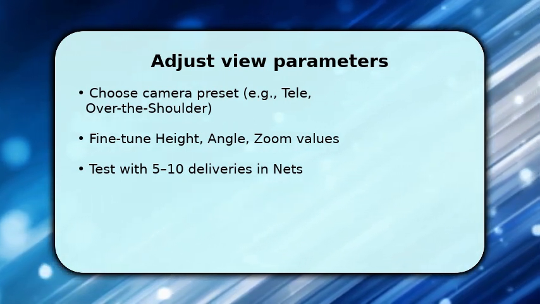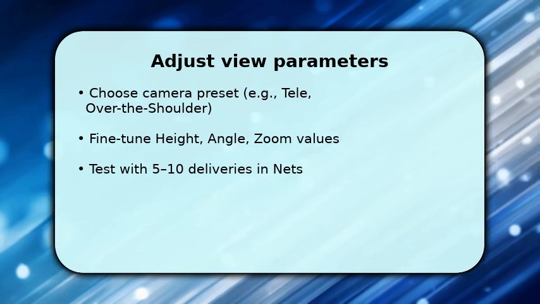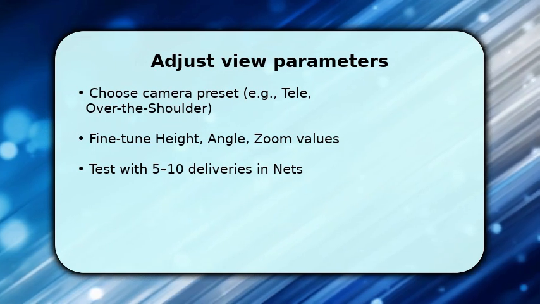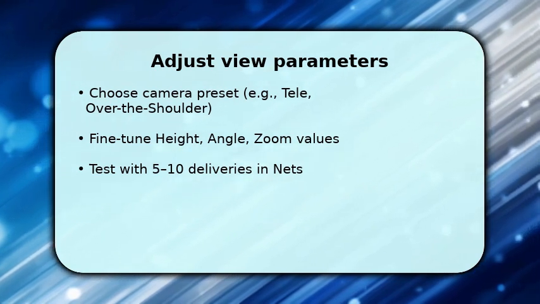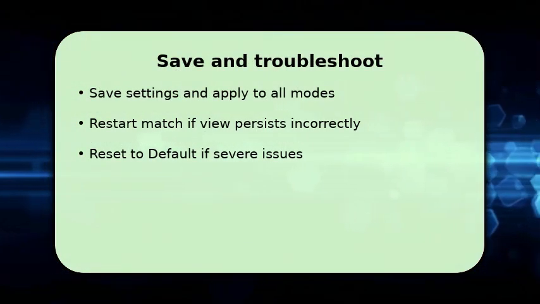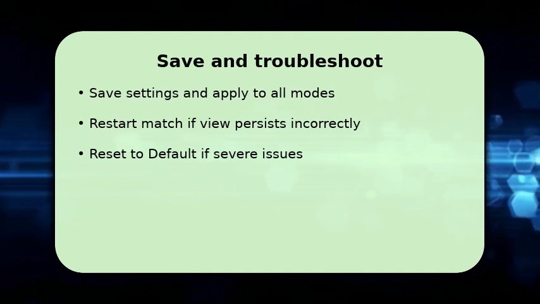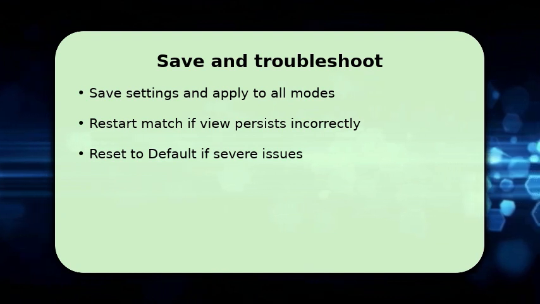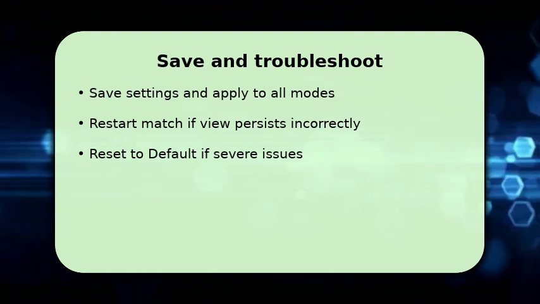After adjustments, test with 5 to 10 deliveries in nets or a quick practice match to feel ball flight and timing. If timing feels off, tweak zoom or angle slightly and retest. Finish by saving your new Batsman view and applying it to all modes so future games use it automatically. Then resume a live match or start a quick game to confirm views remain consistent.